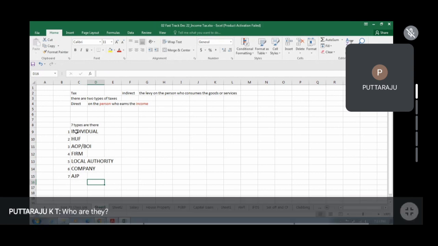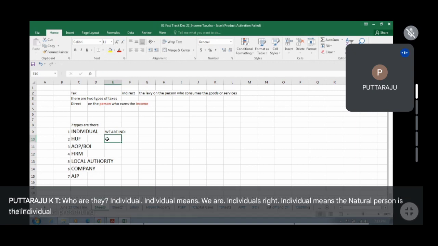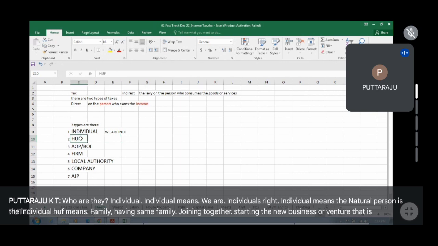Who are they? Individual. Individual means we are individuals, right? Individual means the natural person. HUF means family, having the same family joining together, starting a new business or venture. That is called HUF.